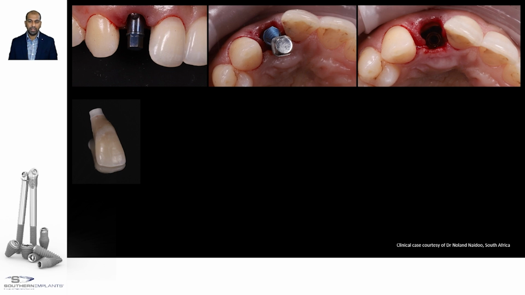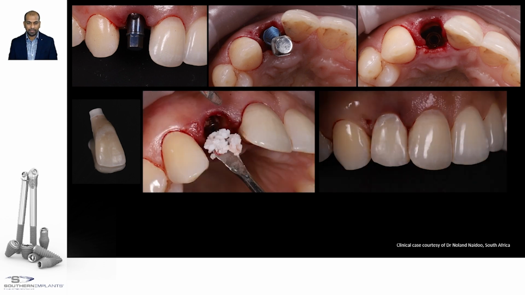Provisional restoration was then fabricated using the patient's original tooth and a PEEK abutment. The surgeon then grafted the jump gap and the restoration placed. And here we can see on the right hand side the restoration in place immediately after surgery.